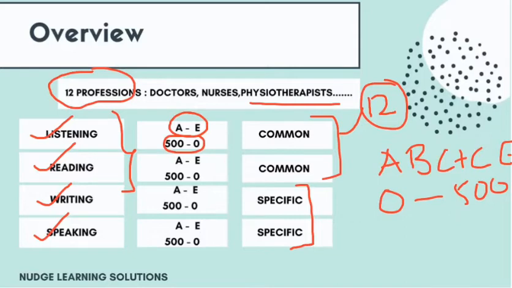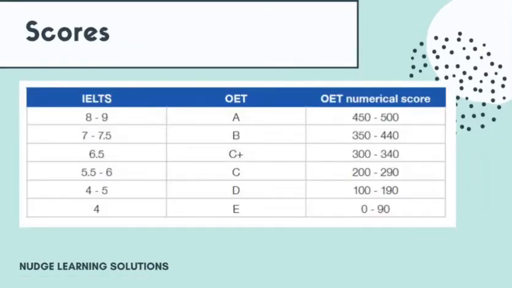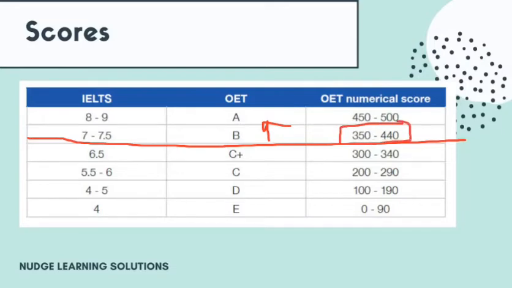Now, normally, this is another representation of the scores. Each subtest will be provided with a score, and normally all the professionals try to target a score above B band, or a score between 350 and 440 at the minimum. So this is a target that students normally keep while they start preparing for the Occupational English Test, which is equivalent to 7 to 7.5 in IELTS.